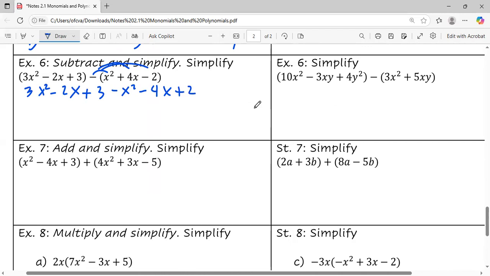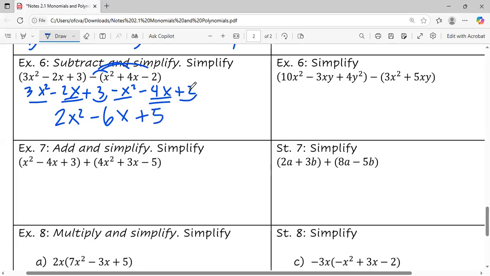And then you're looking for like terms, and you always start with the highest degree. So highest degree right here, 3x squared minus x squared. Remember, you're just subtracting the coefficients and you're keeping the variables the same. So 3 minus 1 is 2. That's 2x squared. Then you have negative 2x and negative 4x. Combine, again, just the coefficients: negative 6x. And then you have 3 and 2, positive 3, positive 2. That's plus 5.